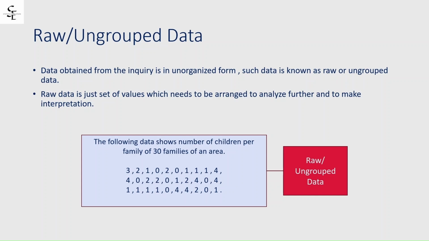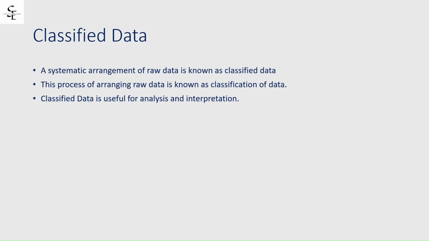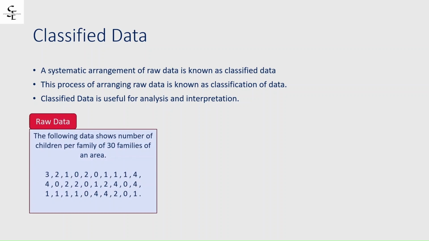Now let's learn about classified data. A systematic arrangement of raw data is known as classified data. This process of arranging raw data is known as classification of data. Classified data is useful for analysis and interpretation. So this is raw data. It is difficult to analyze and interpret this data.